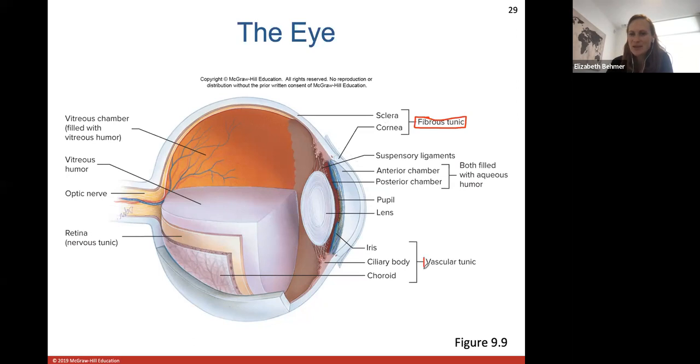The vascular tunic is the second layer of the eye, and it's made of the iris, the ciliary body, which controls the shape of the lens, which is this structure, and the choroid layer, which is the layer where all the blood vessels are. And then the third innermost layer, we call it the nervous tunic or the retina, and this is where you'll have all your photoreceptor cells that will help you perceive vision.